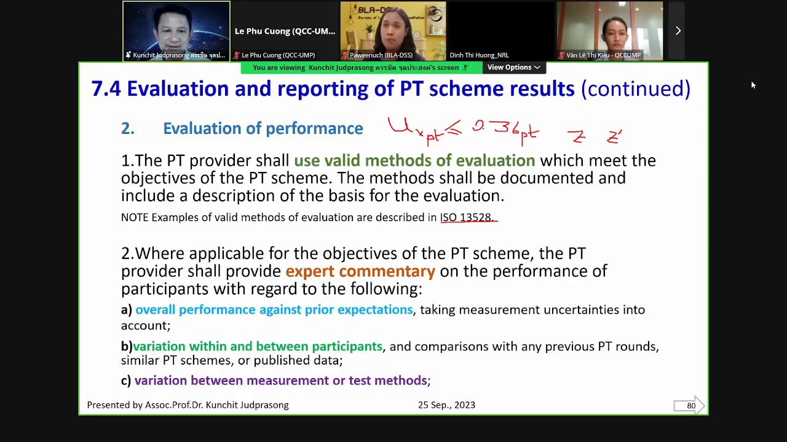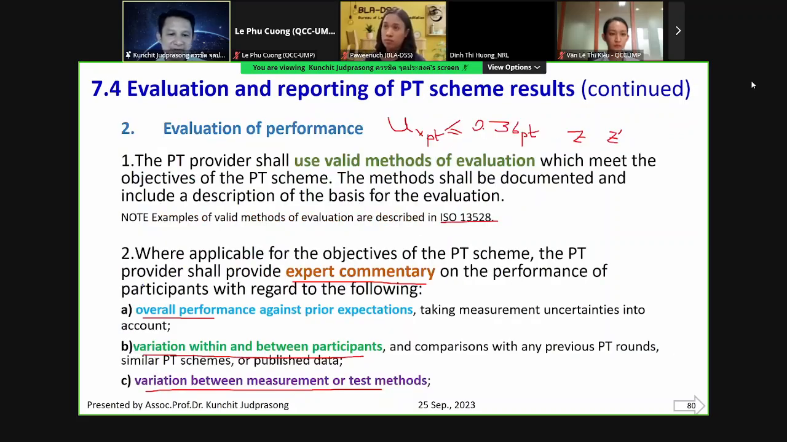In 13.5.2, where applicable for the objective of the PT scheme, the PT provider shall provide expert commentary on the performance of the participants with regard to the following: the overall performance against prior expectation, the variation within and between participants, and the variation between measurement or test methods. So this is when you have the technical committee. Usually you act as an expert, so you should provide some comment on these key things: on overall performance, on variation within and between participants, and on variation between test methods.